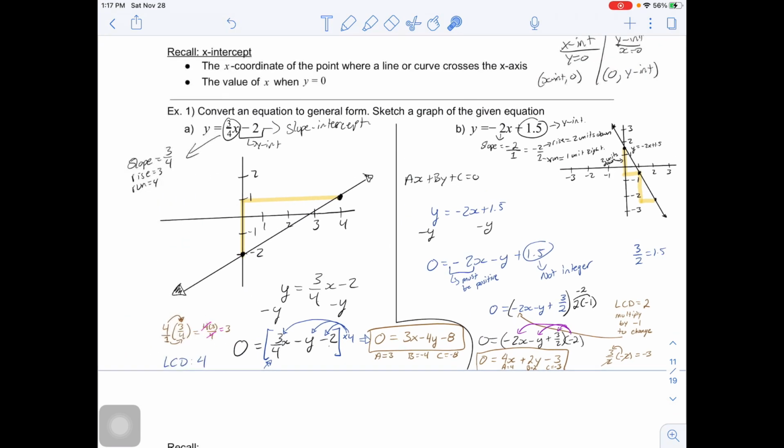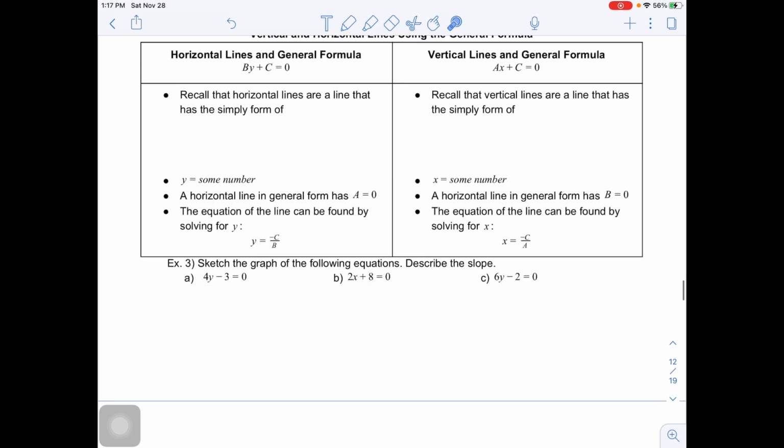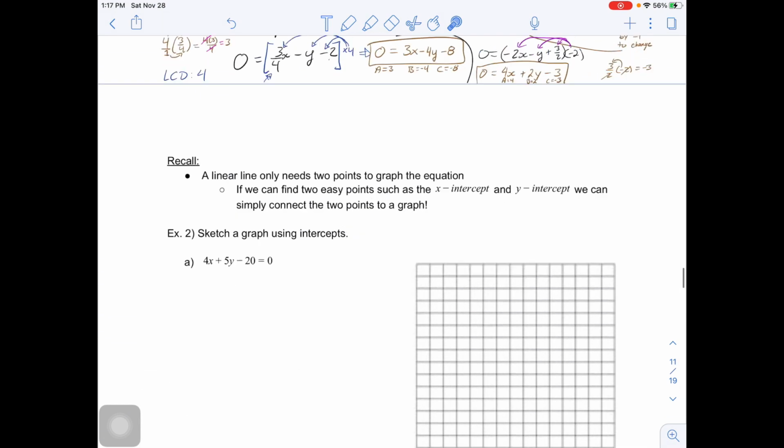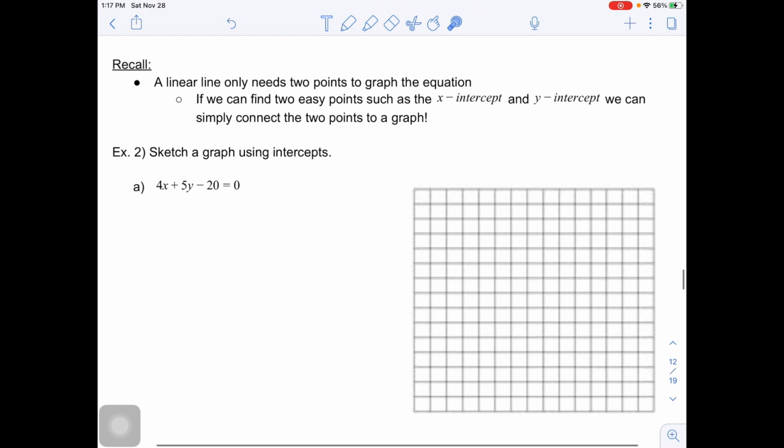Okay. So let's maybe see another example here, a few more examples, and then we'll move on. So recall, a linear line only needs 2 points to graph the equation. We've mentioned that quite a few times, so hopefully it's sticking in your brain. And if it doesn't really make sense, please come in and ask some questions.